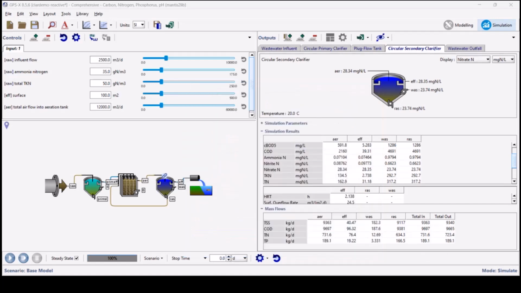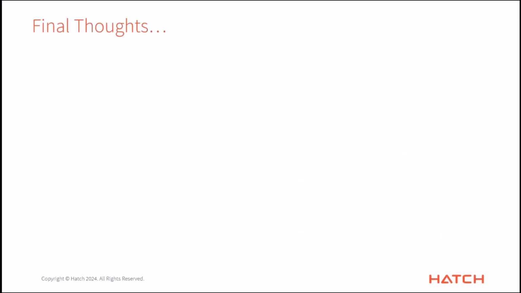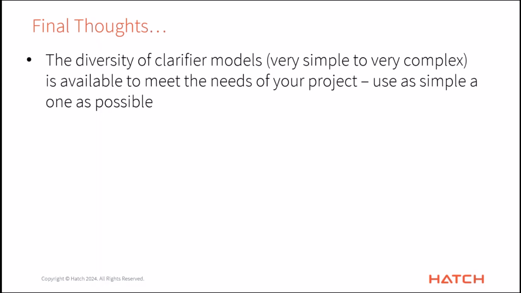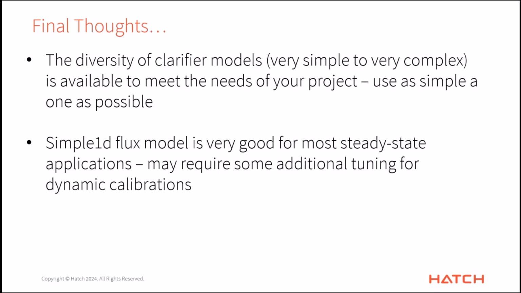Okay, so there you go. I think that's a fairly lengthy thought on how all of our clarifier models work. Just to wind up a few thoughts, basically that diversity of different types of models from very simple to very complex is there for you to be able to meet the needs for your project. And I always suggest just use the simplest model possible for the task at hand. And our simple 1D regular flux model is very, very good for almost all applications. It's really good at steady state, and it actually is reasonable for doing dynamic things as well, although we do recommend you calibrate the model with dynamic data if you're going to do that. And it's the one that is used most of the time.